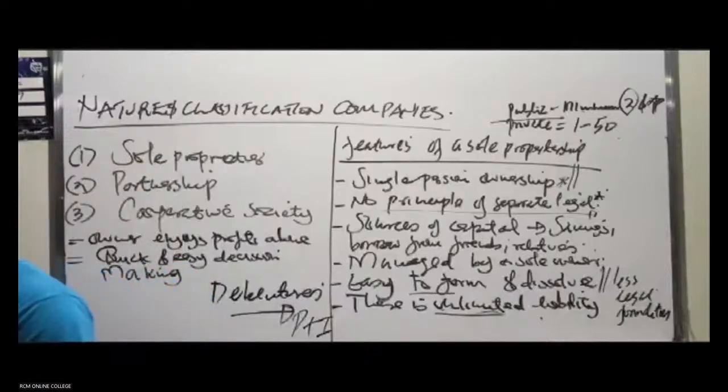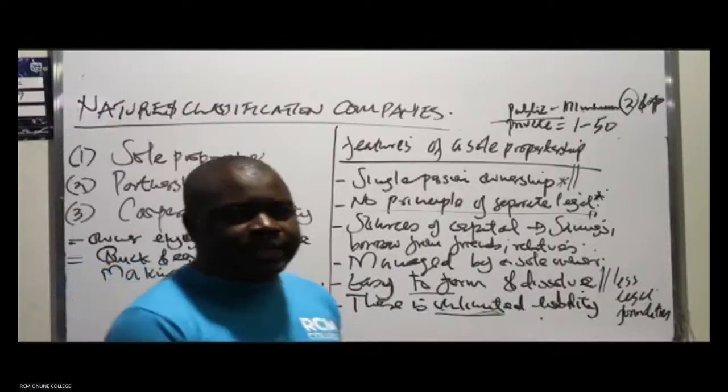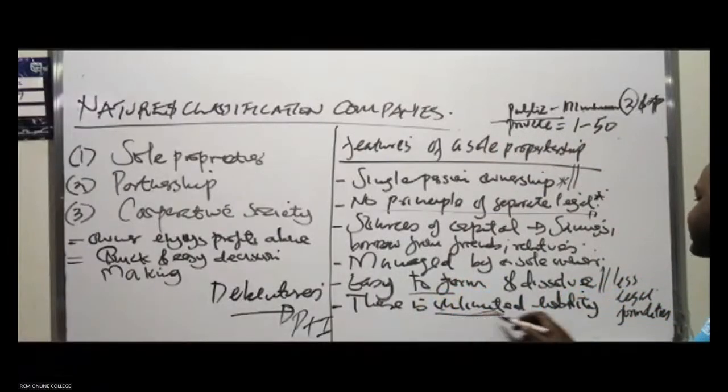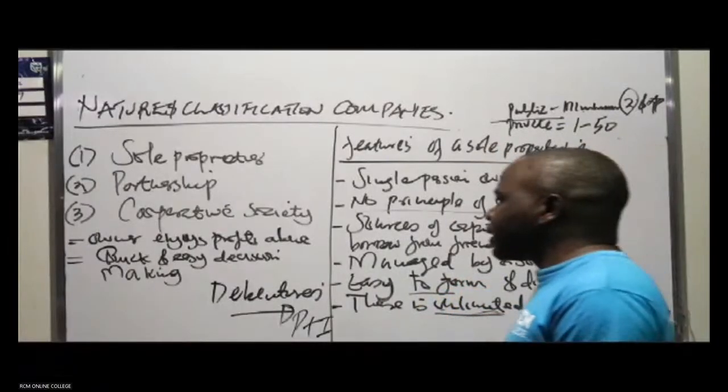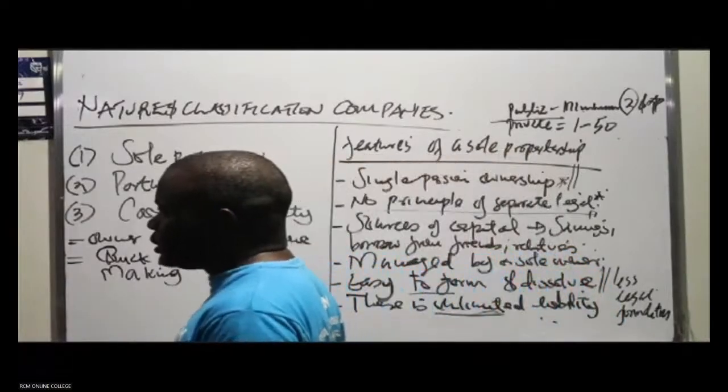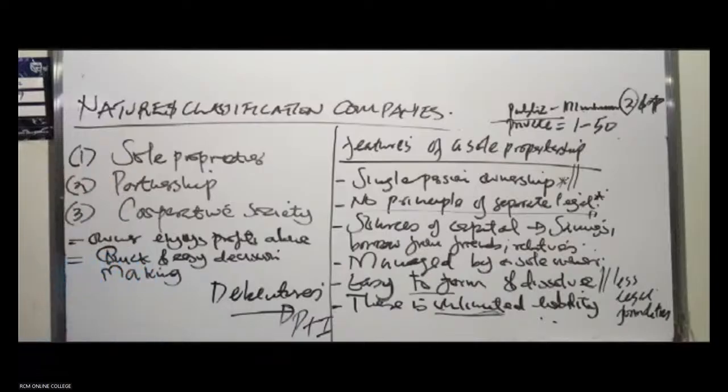The personal assets at home can actually end up having to be attacked to settle the liabilities of the business. So that is a difference. The owner enjoys profits alone. Wow, how sweet is this? The owner enjoys profits alone.